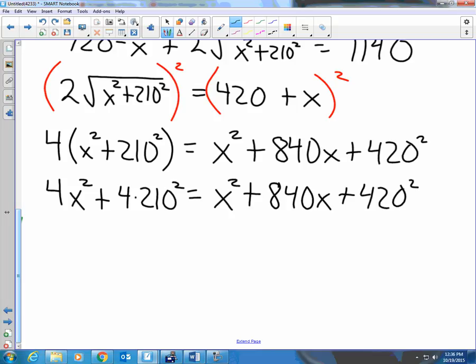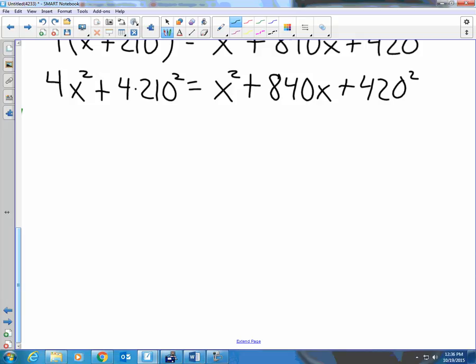What to do now? Who's got bright ideas? They don't just go away, though, do they? I can move everything to the left and set it equal to zero, because then I can factor or use the quadratic formula. You have the quadratic formula on your calculator, right? So use it. So we subtract the x squared over, we've got 3x squared minus 840x.